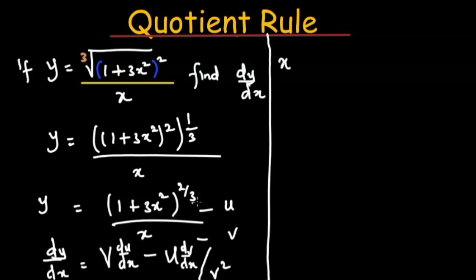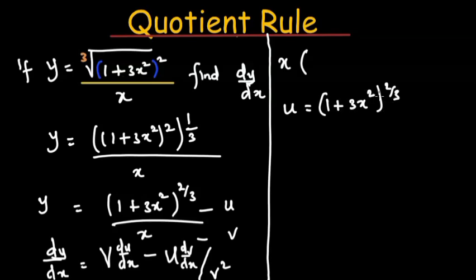In order for us to differentiate u with respect to x, we have to apply our chain rule. And I've explained chain rule. You can check the description for the link to the video on chain rule. So in order to apply chain rule, we're simply going to differentiate the inner function. Let me do this step by step. So u is equal to (1 plus 3x squared) to the power 2 over 3.